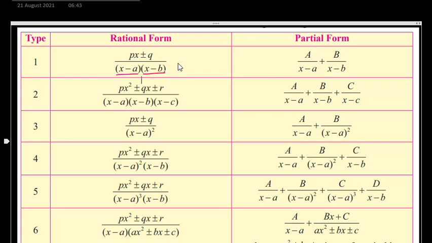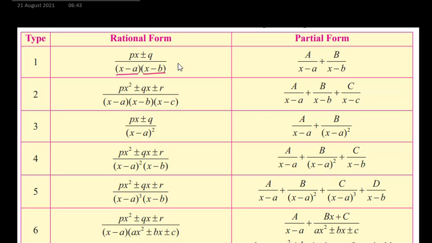Now here A and B are some constants, so your whole effort should be to find the values of A and B. Once you find A and B, then this integration is very simple. As you know, the integration of 1 upon x is log x, and the integration of 1 upon ax plus b is 1 divided by a into log of ax plus b, something like that. So once you get this form, it is very easy to integrate.